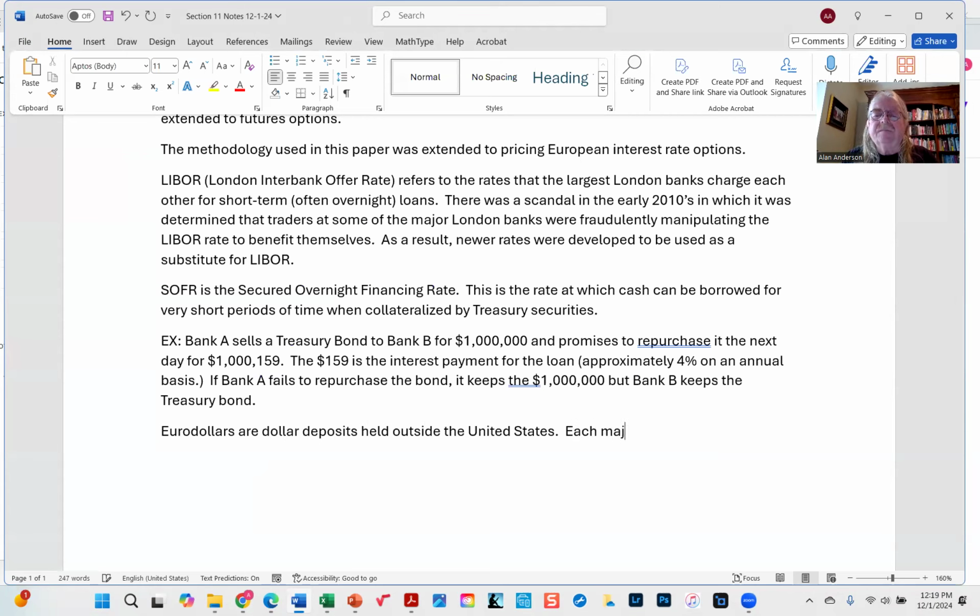Each major currency has an equivalent type of deposit. For example, you have euro yen, euro sterling, which is pounds, etc. These are collectively known as the euro currency market.